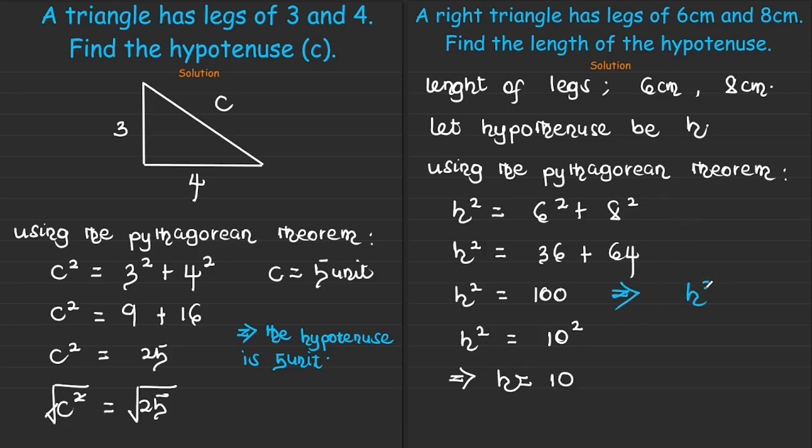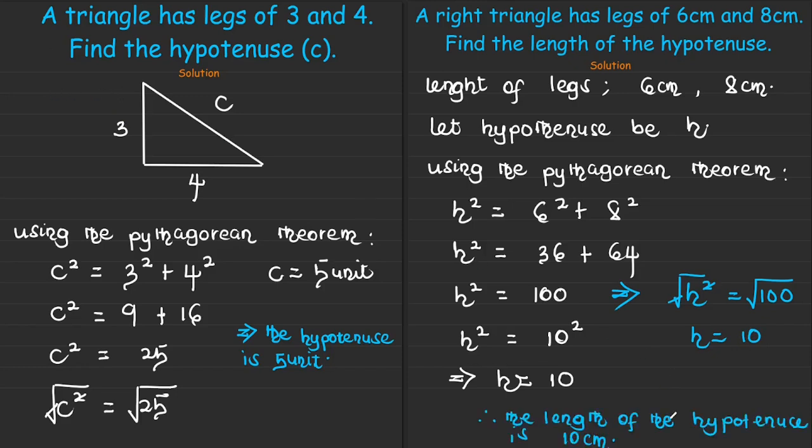Or better still, right from here, you could also say we have h squared being equal to 100. Hence, let's find the square root of both sides. The square root is taken out by this, and we have h being equal to the square root of 100, which gives us 10. So it means the length of the hypotenuse is 10 centimeters. Our conclusion here says, therefore, the length of the hypotenuse is 10 centimeters.